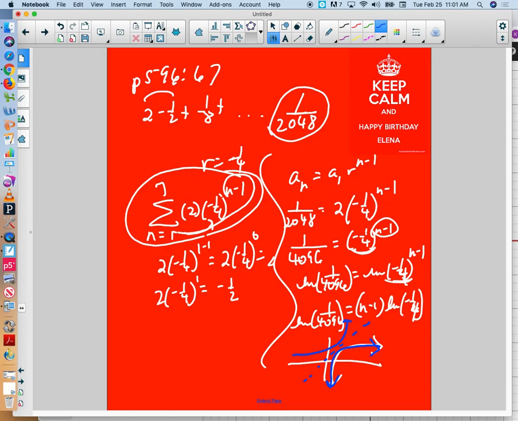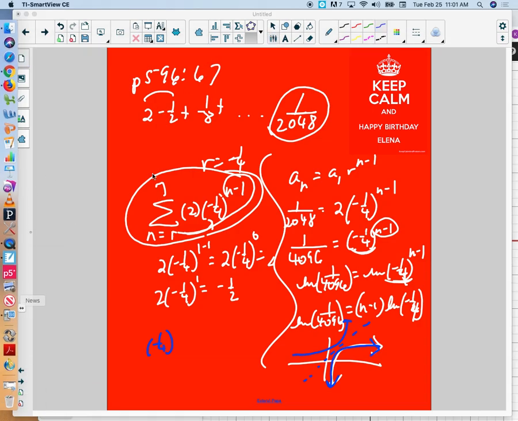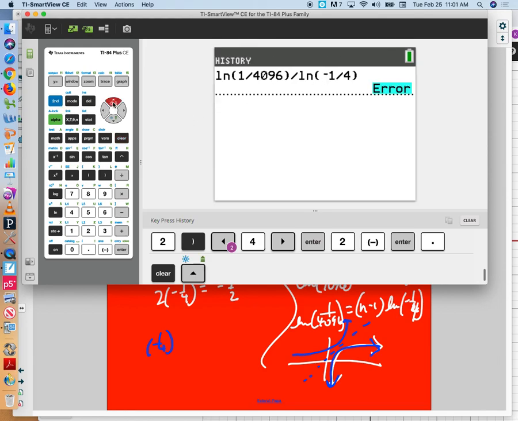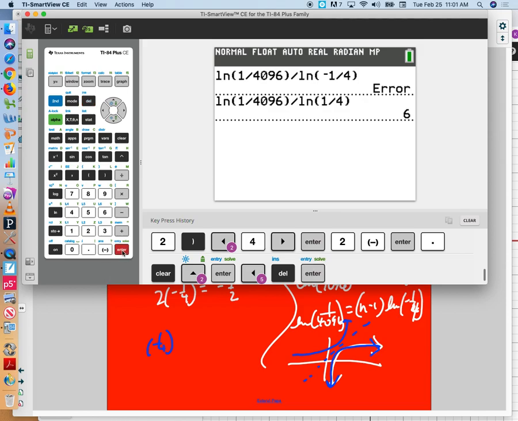So let me think what I'm going to do. You really do want to know this. Could I just use 1/4 to what power? Yeah, because it's even. So let's do that. Sorry, you can't have a negative next to the word logarithm. So let's try to get this. Okay, so that gives me n minus 1 is 6.